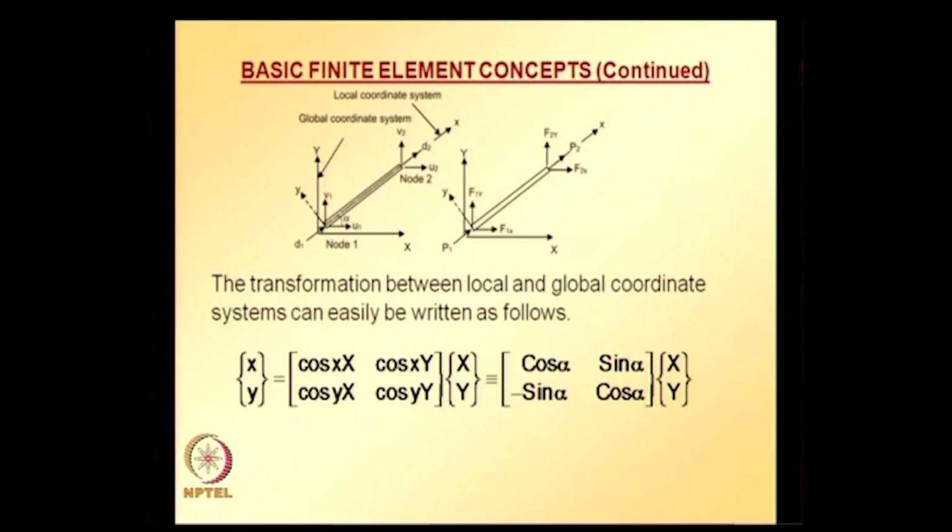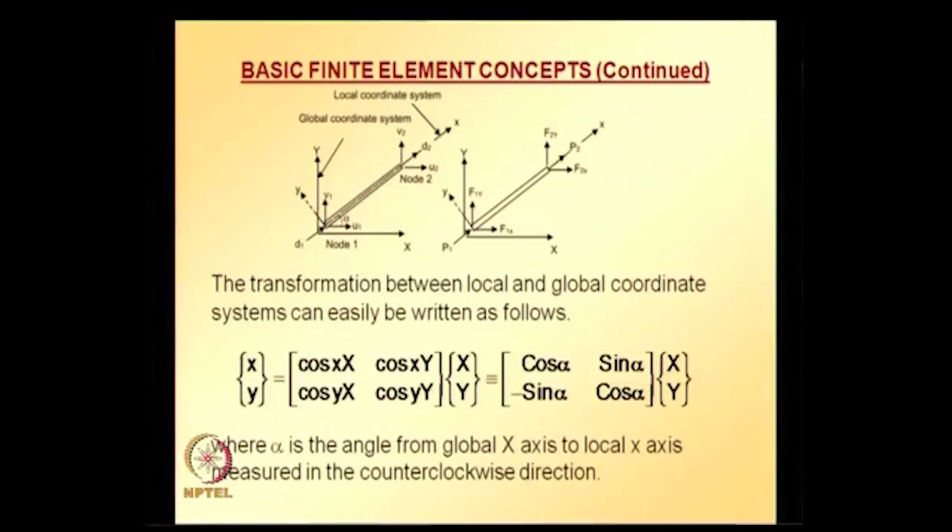Similarly, the first component is the cosine of small x capital X, and the second component is the cosine of small x capital Y, that is, the angle between the local x axis and the global y axis. Similarly, the component at the 2 1 location, that is, second row first column, is the cosine of small y capital X, and at the 2 2 location, second row second column, it is the cosine of small y capital Y.